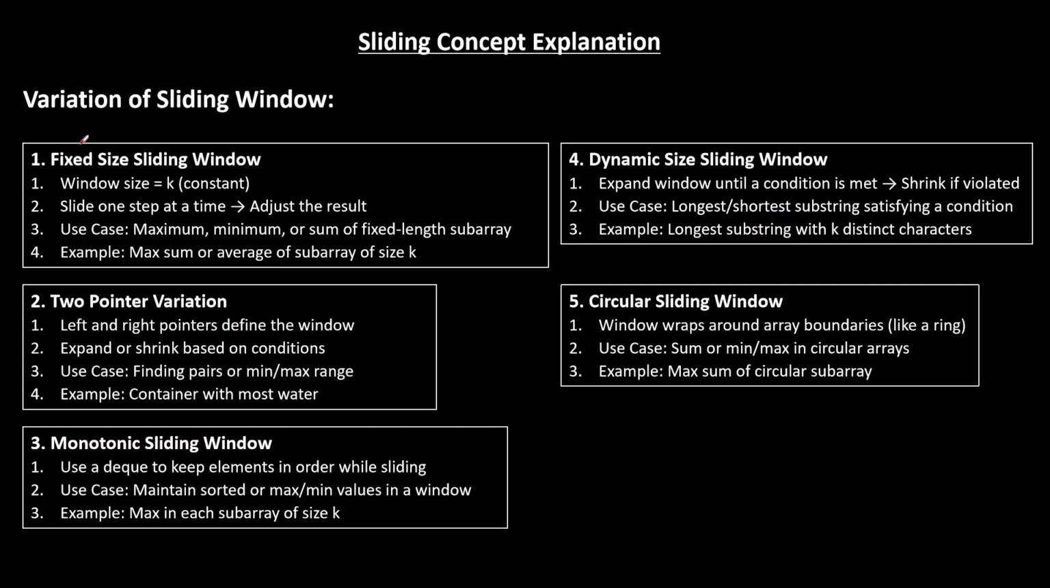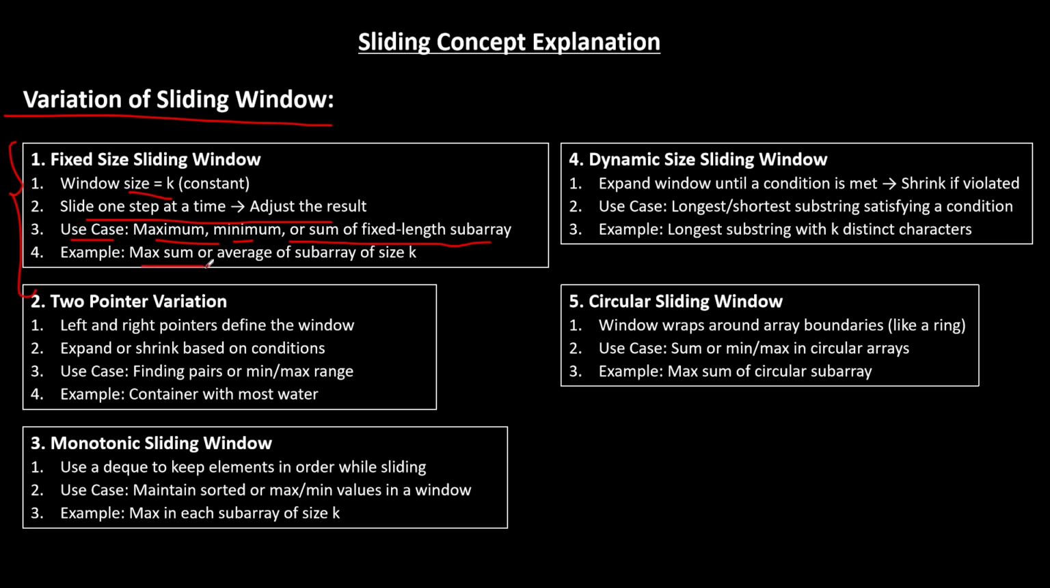Now, variations of the sliding window. Where could you use the sliding window and what could be the variations of it? So let's understand that also. If it is a fixed size sliding window, the size is given to you and it is fixed, suppose the size is always 5 and it won't be changing. So just take 5, slide one step at a time, and adjust the result. Use cases could be maximum, minimum, or sum of a fixed length subarray.